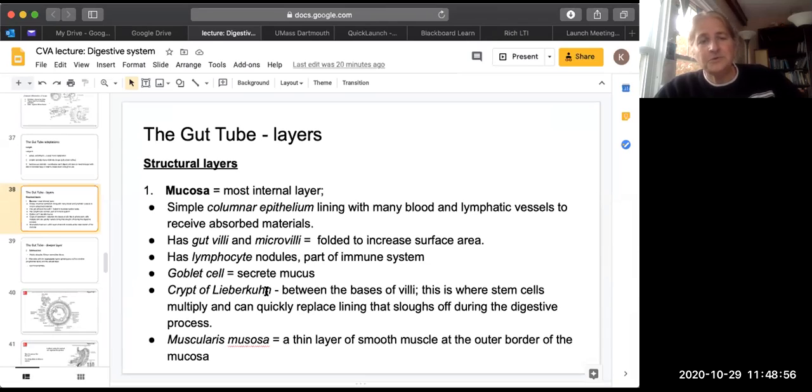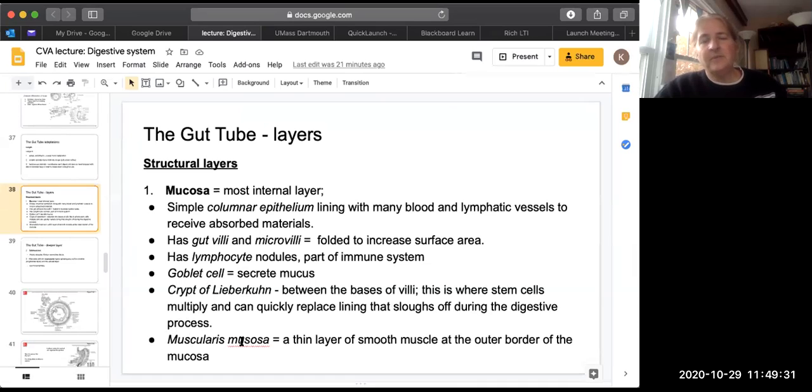The crypt of Lieberkühn is a feature of the mucosa between the gut villi. That's where stem cells reside. If the gut lining is damaged, that's where it regenerates, so that it can replace the lining that sloughs off during the digestive process. So it's called the crypt of Lieberkühn.